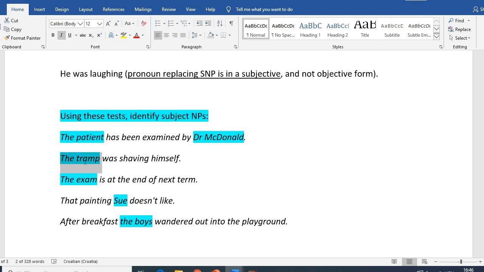Okay. Then the second one, the tramp was shaving himself. If you go through these three tests, you will have the congruence or agreement, and also you can prove that instead of the tramp you can use he and not him. So basically this is the subject also. The same with the exam.